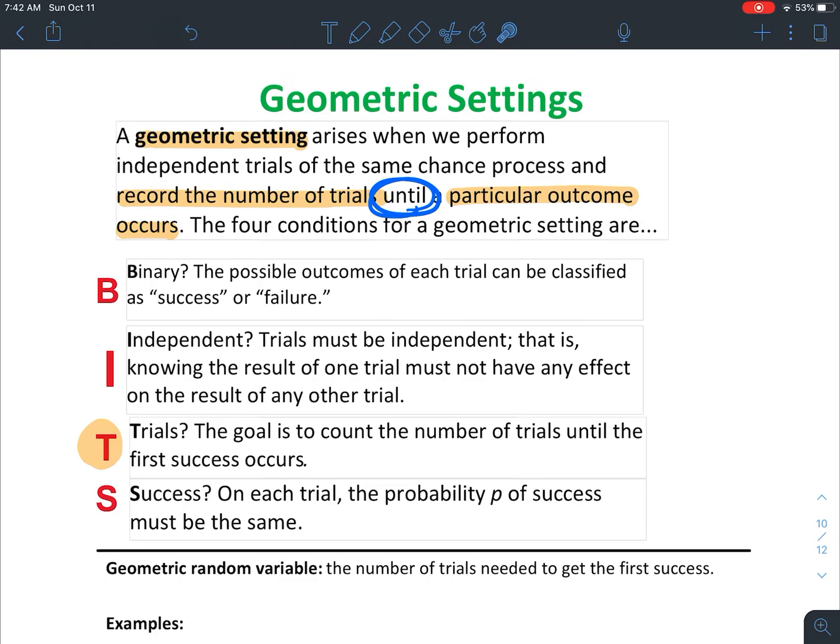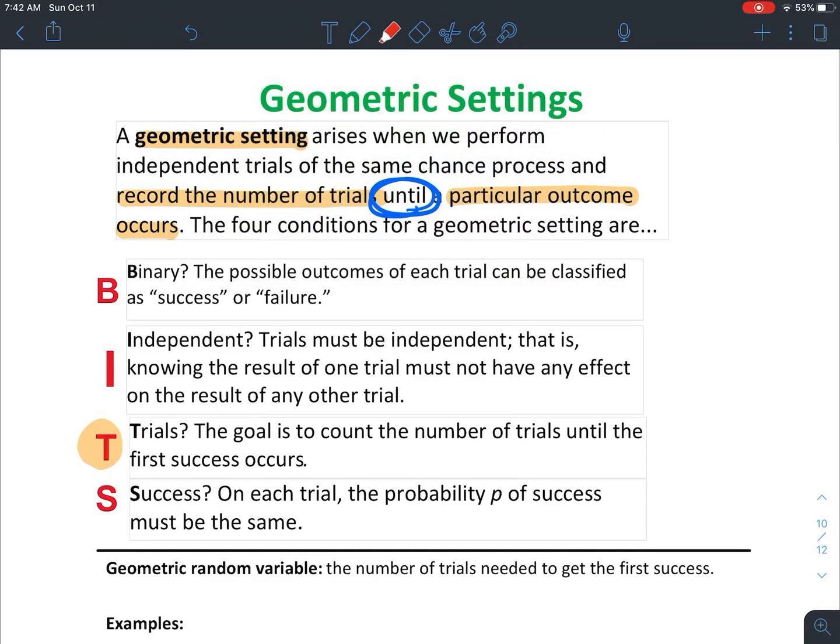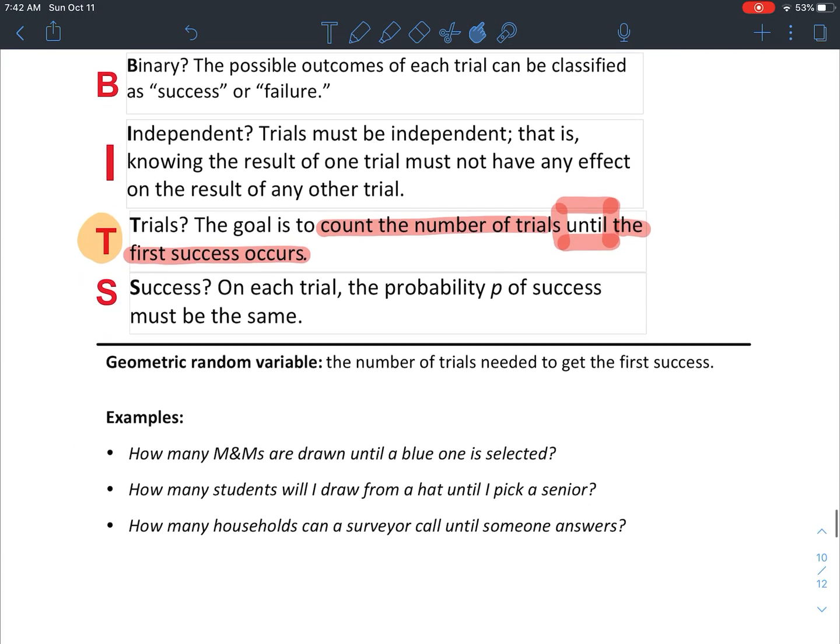See, in a binomial setting, the number of trials has to be set. It has to be fixed before you perform the probability. But in a geometric setting, you are trying to count the number of trials until that very first success would occur. So the key is you keep doing something repetitively until the success happens.